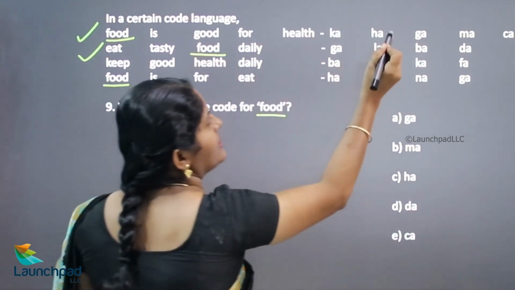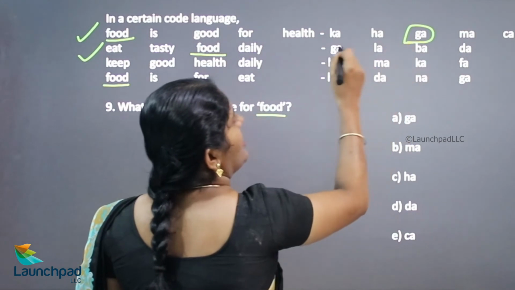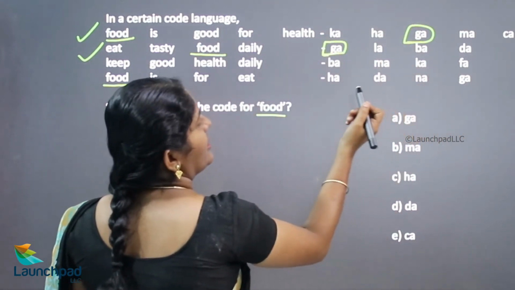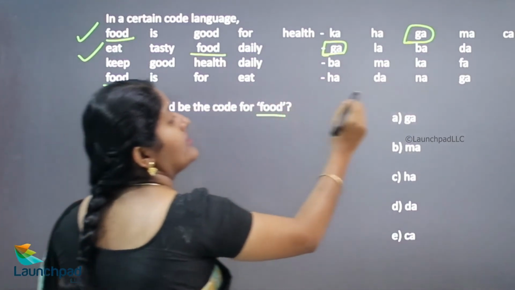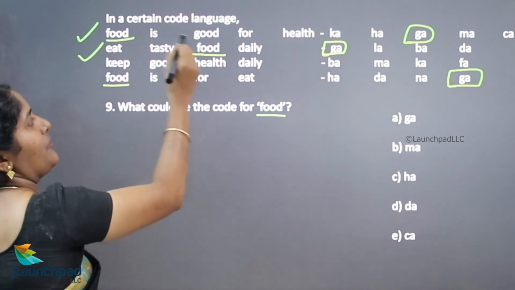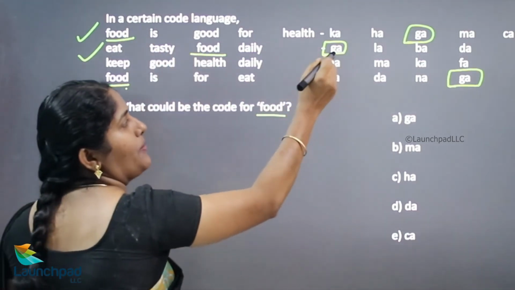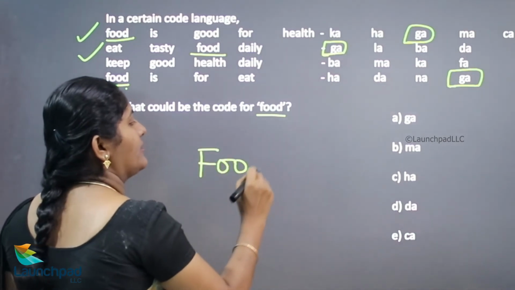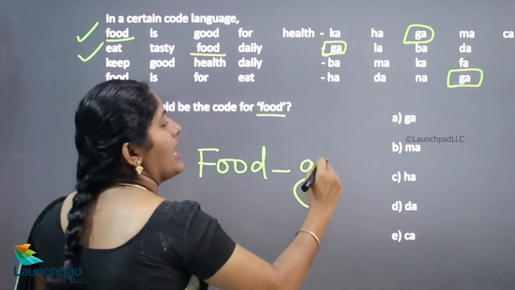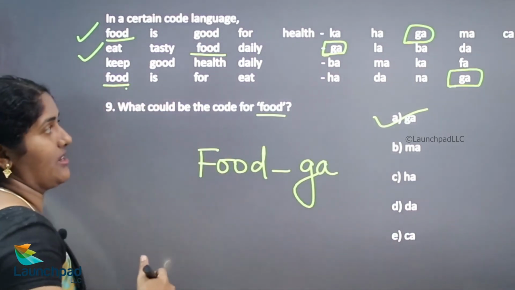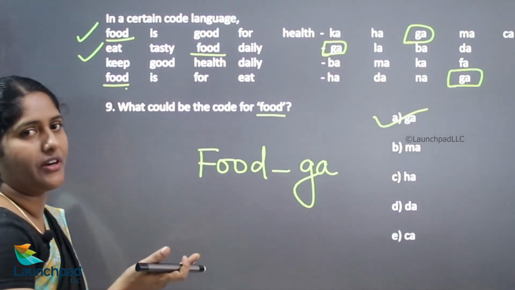Observe your first sentence: GA and GA, and here no GA is available. According to the fourth sentence, it has the GA. So the common word food has the common code GA. So food is determined with GA. Your answer is option A. Directly you can take. Is there no other common word available here?